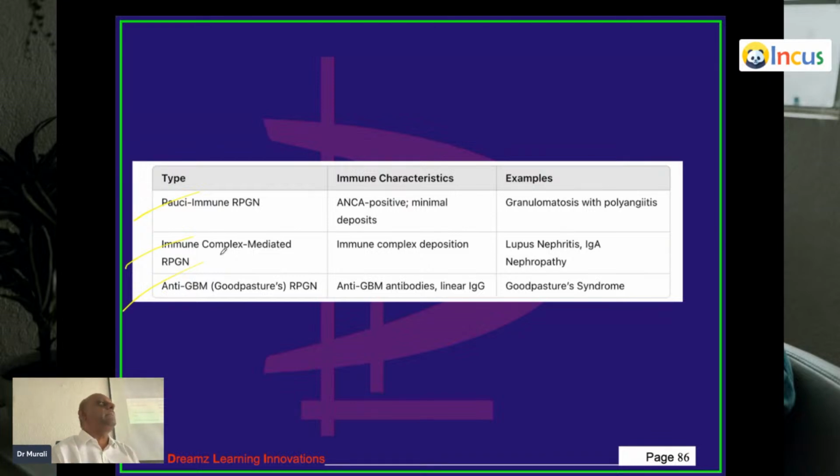Pauci-immune means here immune complexes are not forming, therefore complement levels are normal, and there are no deposits in the immune complex. Deposits are not there. Typically, pauci-immune glomerulonephritis are all ANCA positive.